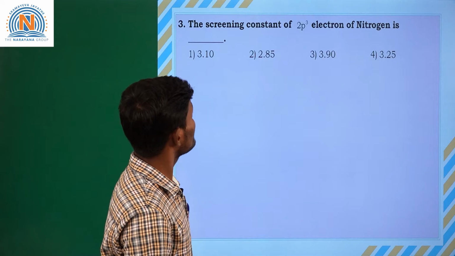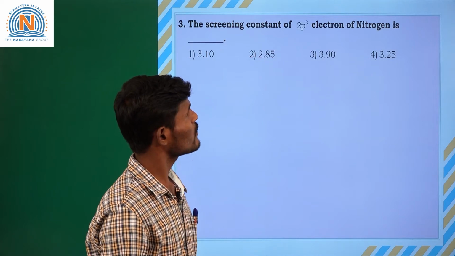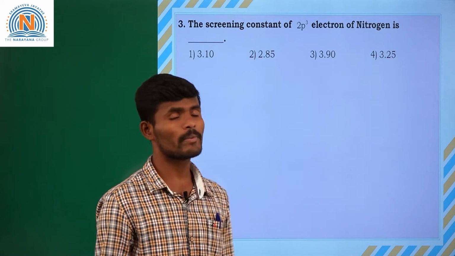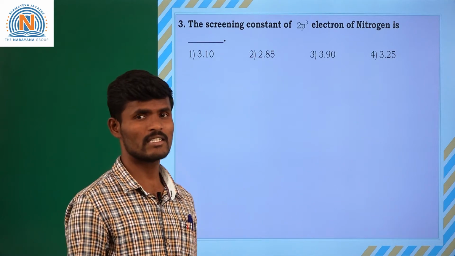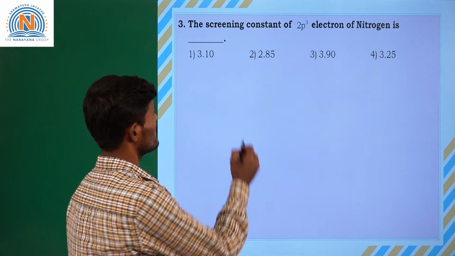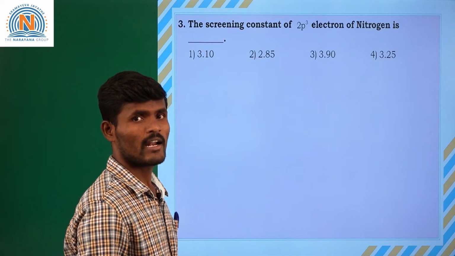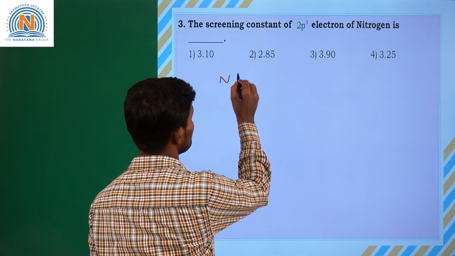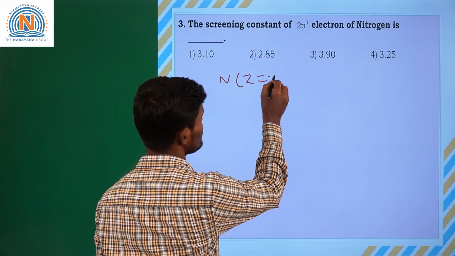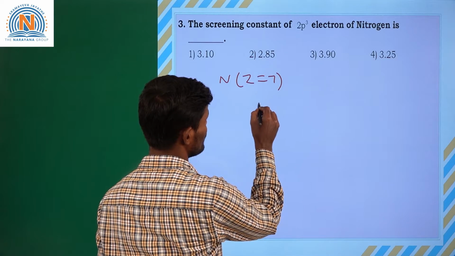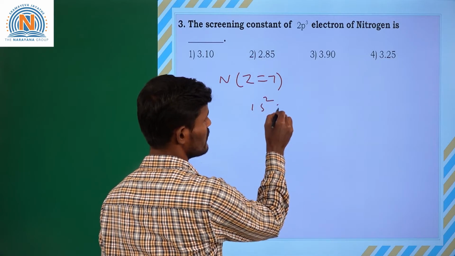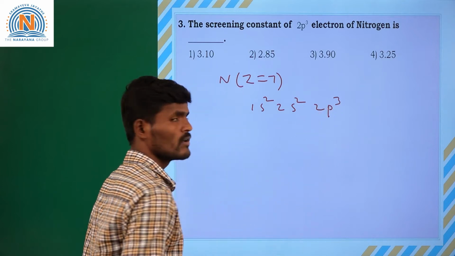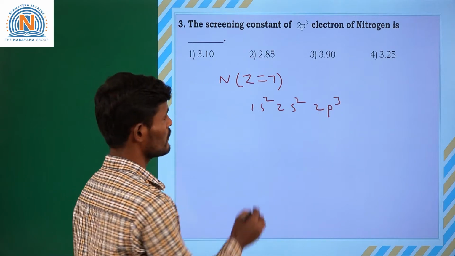The screening constant of the 2p3 electron of nitrogen is. So this is the problematic question. Listen, for this we need to write the electronic configuration of nitrogen. Nitrogen, Z is equal to 7, electronic configuration is 1s2, 2s2, 2p3. Now group the electronic configuration.